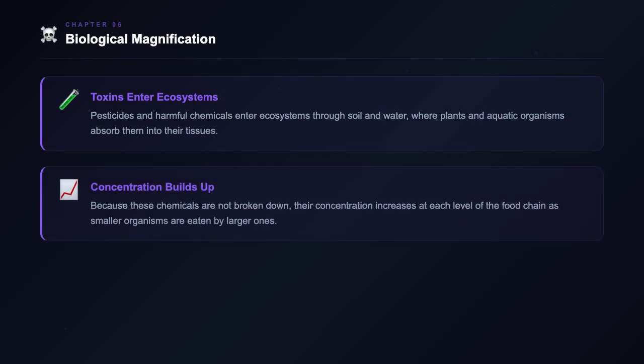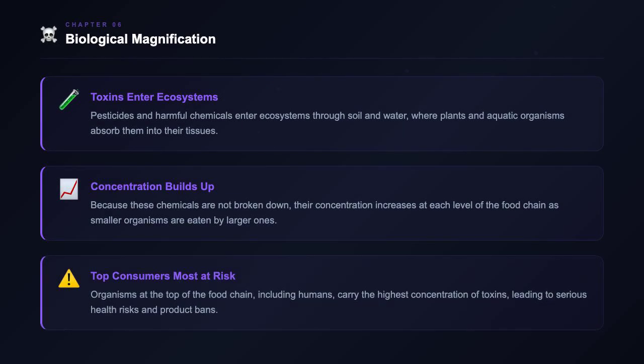Biological magnification is a process where harmful chemicals accumulate in higher amounts as you move up the food chain. Pesticides and chemicals enter ecosystems through soil and water. Plants absorb these substances, and aquatic plants and animals take them up next. These chemicals persist in tissues and aren't broken down. As smaller organisms are eaten by larger ones, the concentration of chemicals builds up.